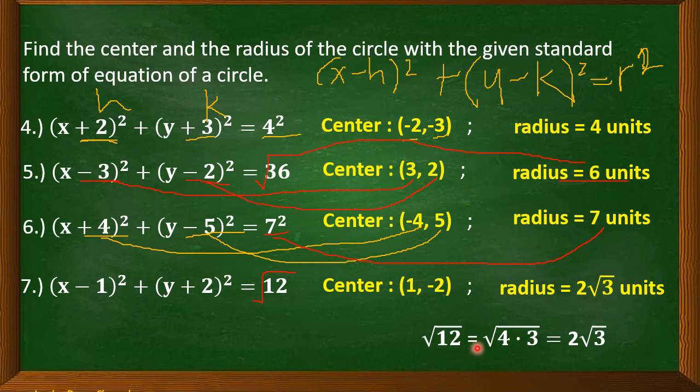Then we have to factor 12, where one of the factors is a perfect square. So factors of 12 are 4 and 3. 4 times 3 is 12. Next, we have to get the integer square root of 4, and the square root of 4 is 2. The 3 does not have a square root that is an integer, so it will be placed inside the radical sign. That's why the simplified answer is 2 square root of 3. So our final answer for our radius is 2 square root of 3 units.